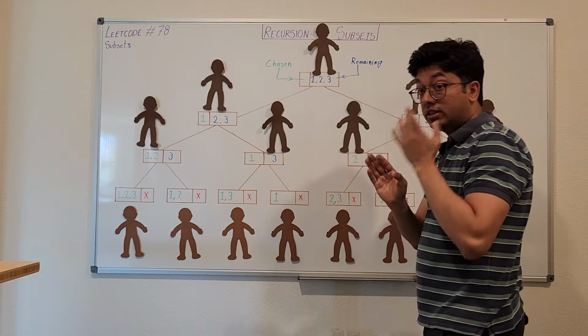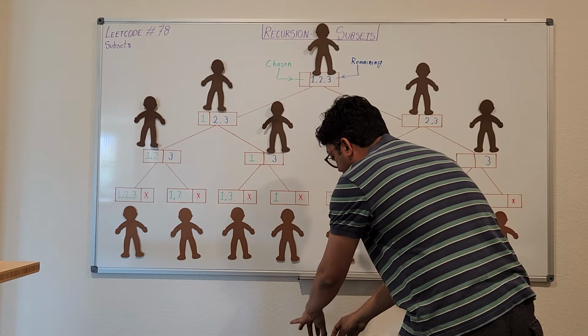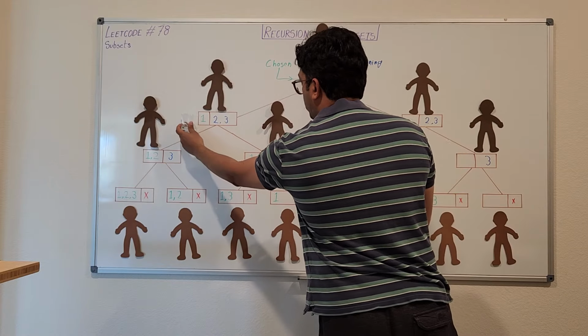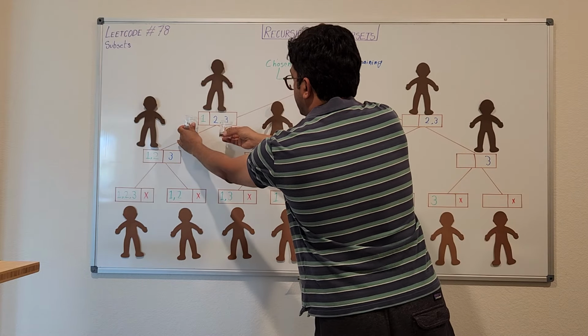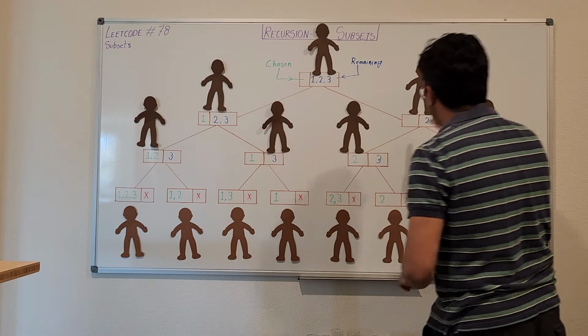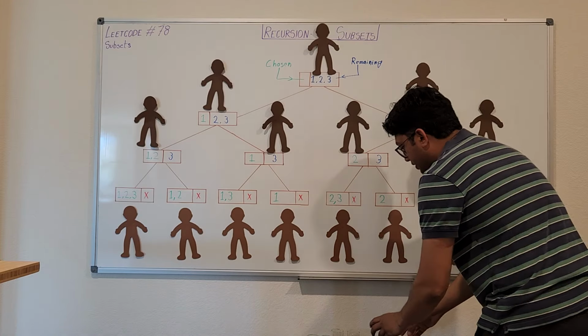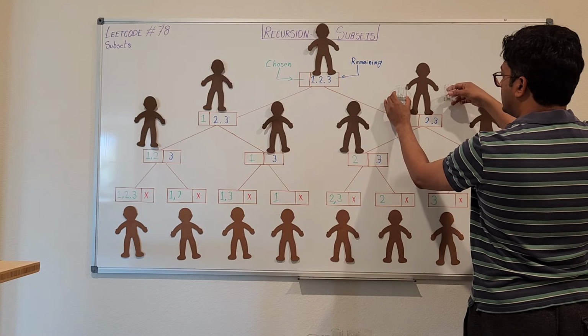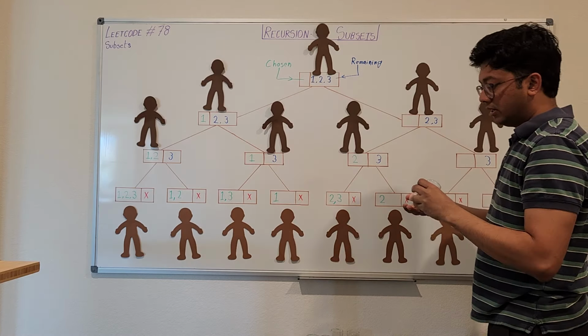So 2 new lists. Again, this is without backtracking. You're creating 2 new lists. You're not passing the same list. You're creating 2 new lists. This guy gets 1 in the chosen list and 2, 3 in the remaining list. And you call another recursive call to itself where you have empty in the chosen list and 2, 3 in the remaining list. There's 2, 3 here.